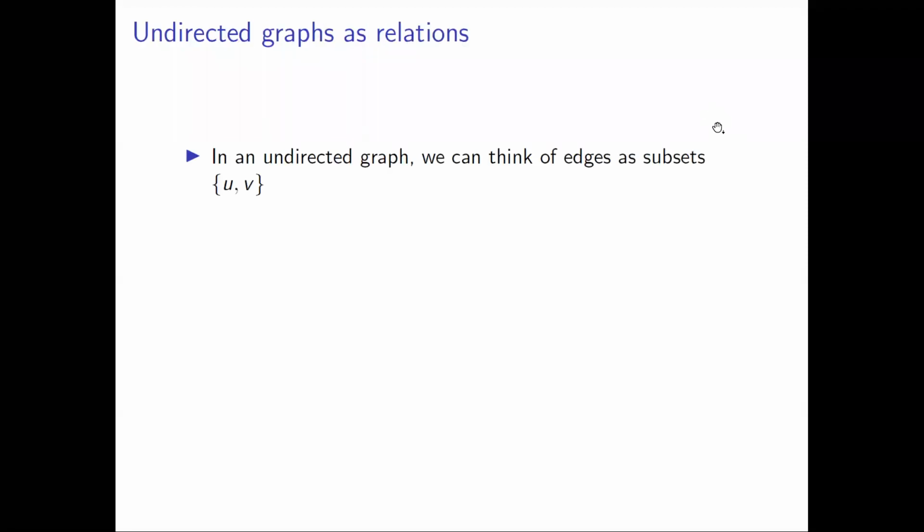We can also view undirected graphs as relations. Recall that an undirected graph looks different. We can take those same vertices 1, 2, and 3, but now our edges have no direction, and we write them like that. We can think of the edges here that I drew as subsets {1, 2} and {2, 3}.